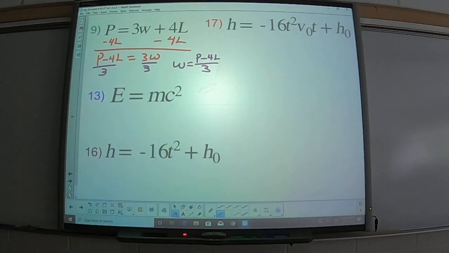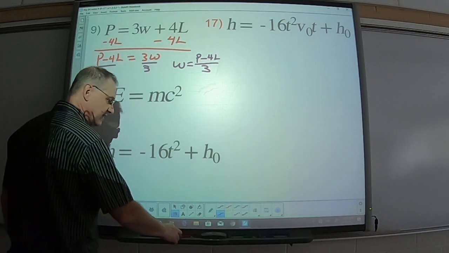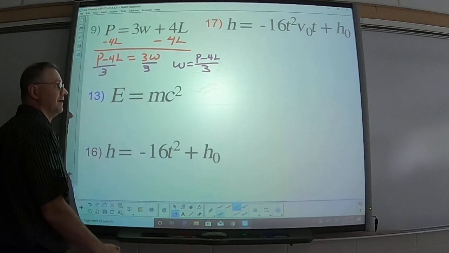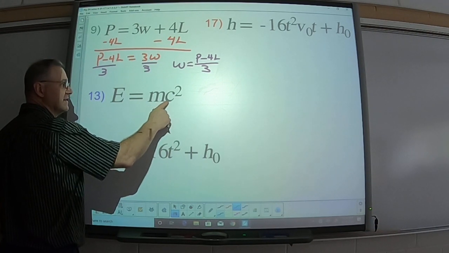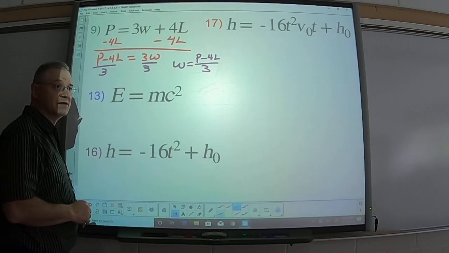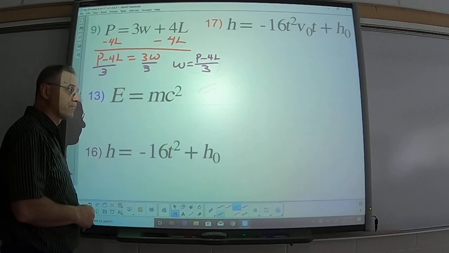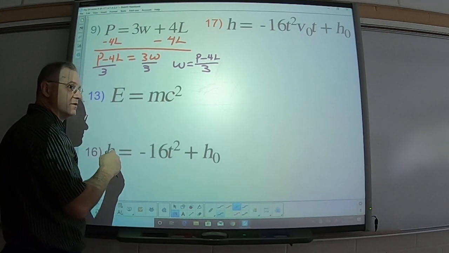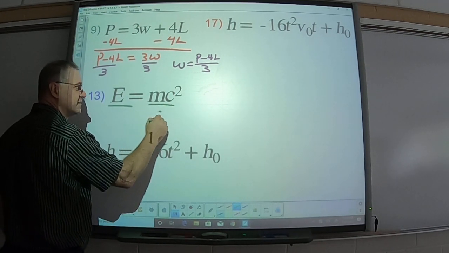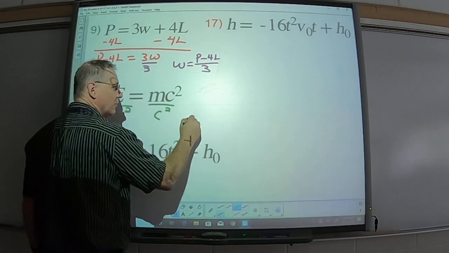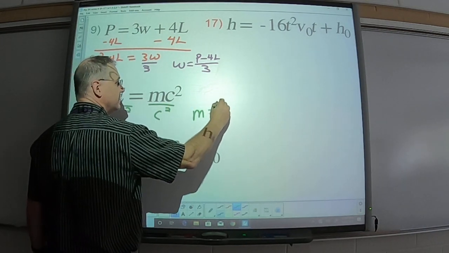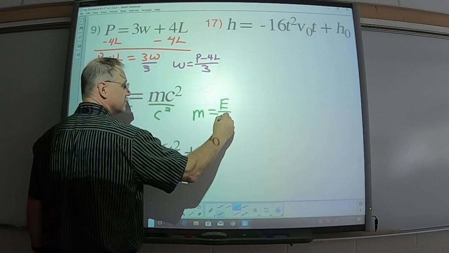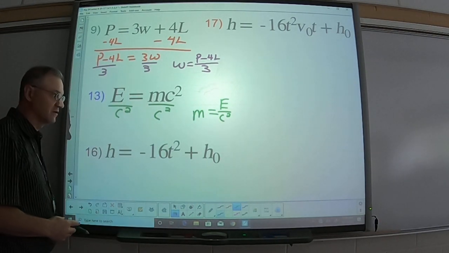In the next example, we're trying to solve for, let's see, M. And this is actually super easy. I'm trying to get M by itself. The only thing that's happening to M is it's being multiplied by something, by C squared. So I divide by C squared. So M equals E over C squared, done. That was all there was to that one.